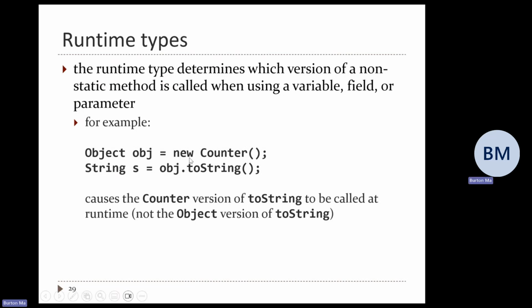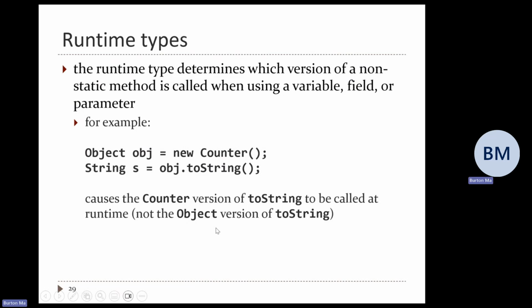Okay. So for example, here, the declared type of obj is Object. Its actual type is Counter. So when you use obj to call toString, you get the Counter version of toString, because it's the runtime type that determines which version of the method you get. The runtime type of obj is Counter, so we get the Counter version of toString. We're allowed to call toString because the declared type Object includes the method toString.